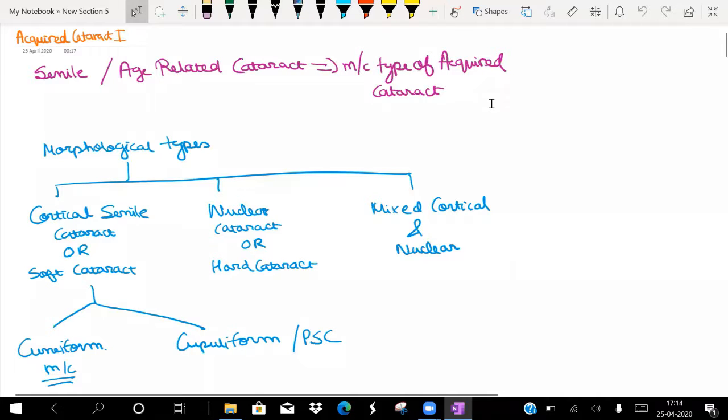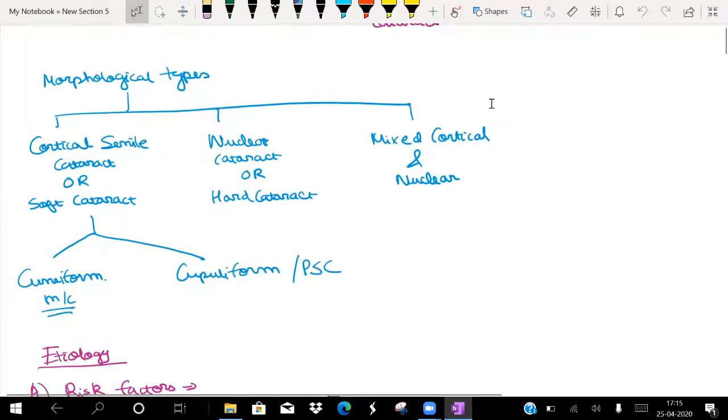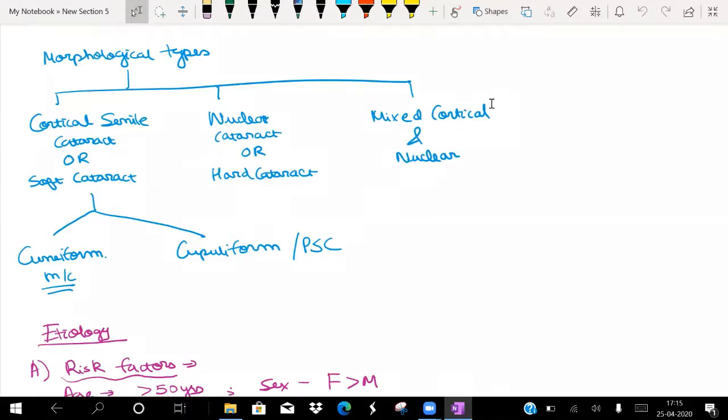Acquired cataract part 1. In this video, we are going to discuss the most common type of acquired cataract, which is the senile or age-related cataract. Morphological types include the cortical senile cataract or the soft cataract, the nuclear cataract or the hard cataract, and the mixed cortical and nuclear cataract. Under cortical senile cataract, we have the cuneiform type and the cupuliform type.